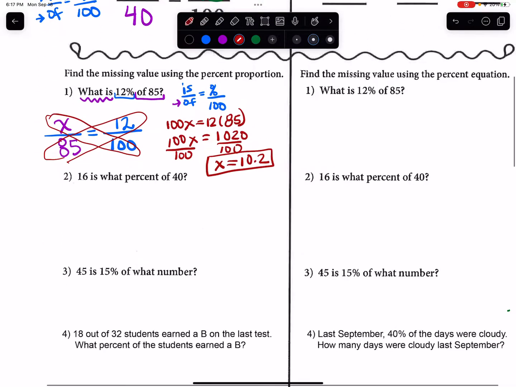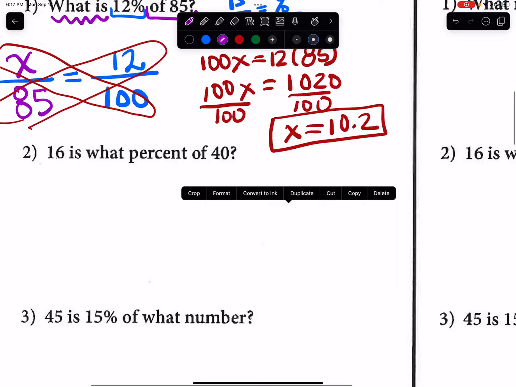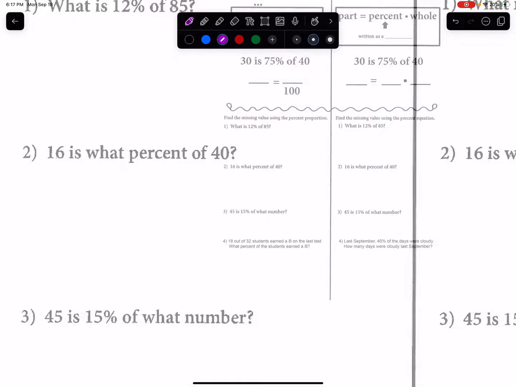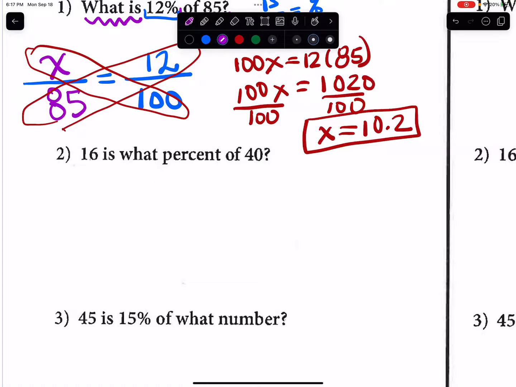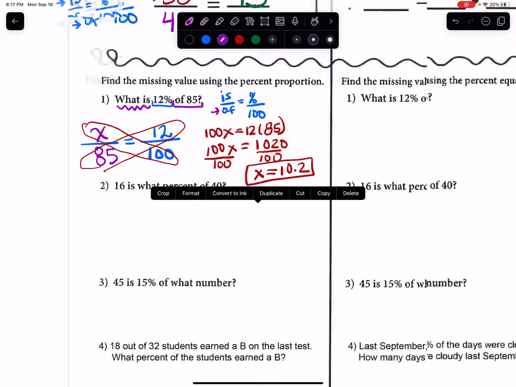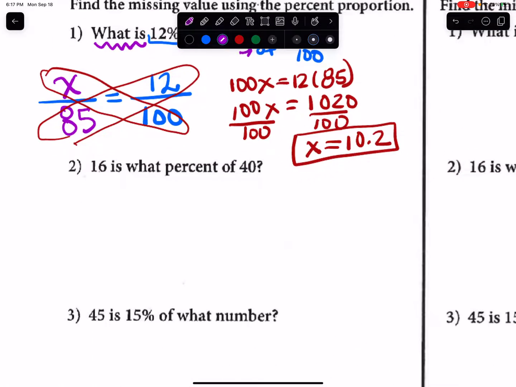Let's try another one. 16 is what percent of 40? Oh my goodness, there it goes again. All right. Come on. Why isn't it writing? Uh-oh. What have I done? Remember, I never start over. I don't have time for that. We keep going. If the dog barks or I make a mistake, we keep going.